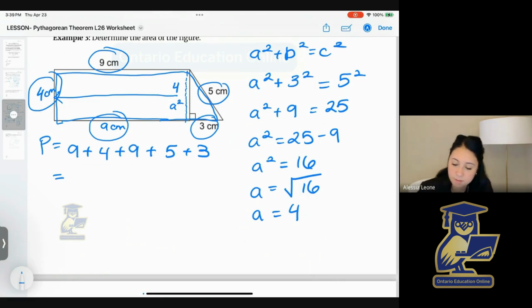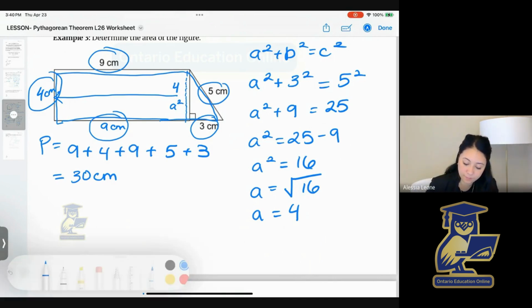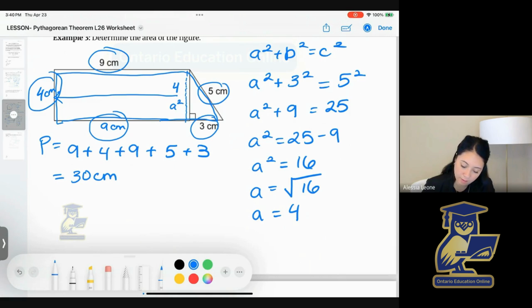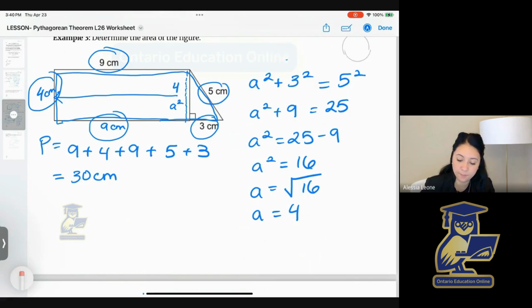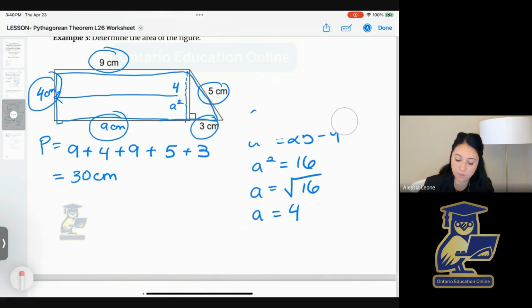And that will give us, quick math here, 9 plus 4 plus 9 plus 5 plus 3 is 30. 30 centimeters. Now, that's our perimeter. I'm just going to make some space here. We're going to talk about the area.